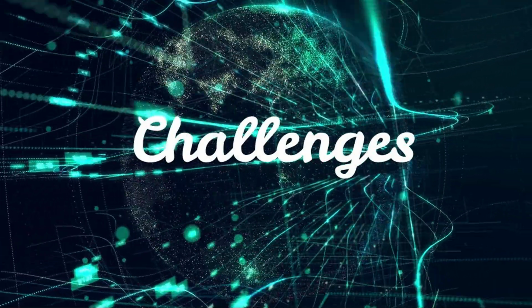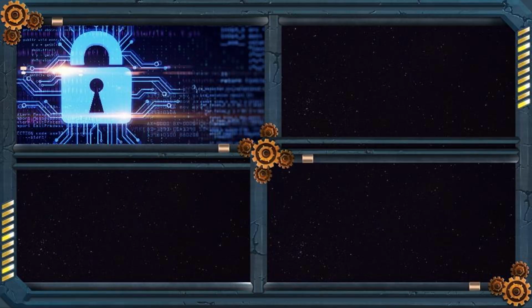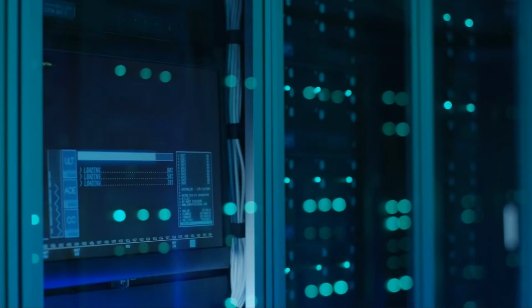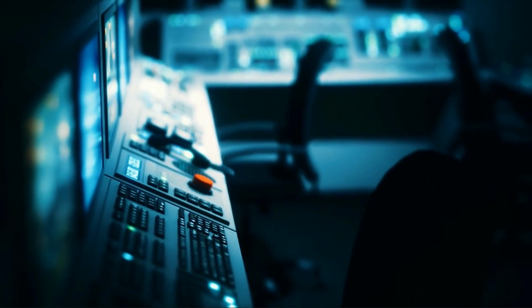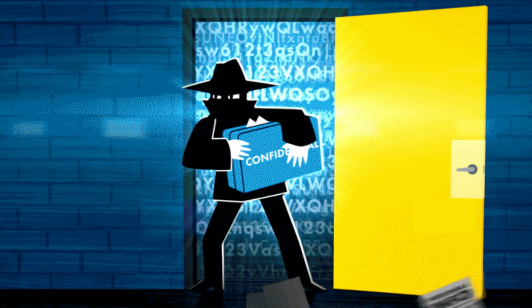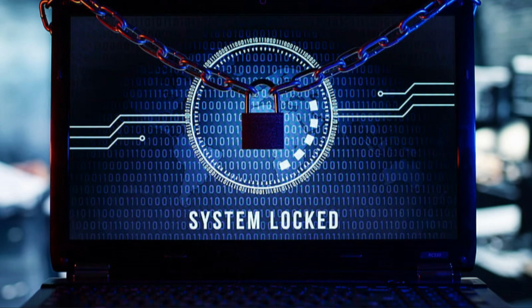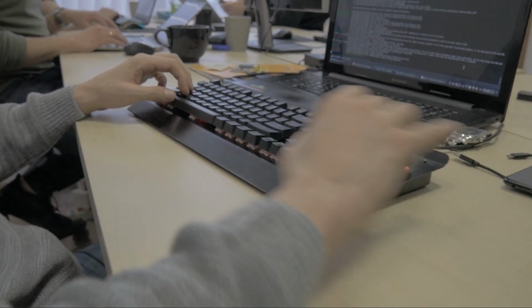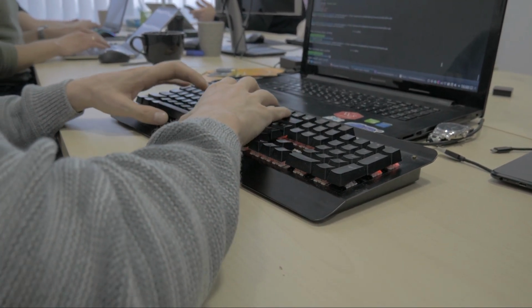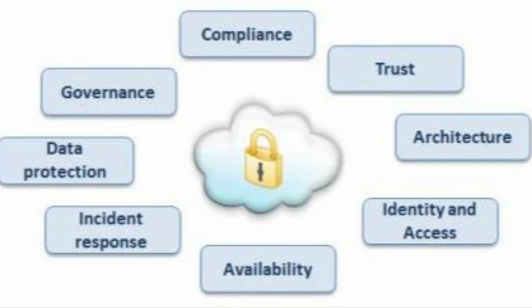While cloud computing offers significant benefits, it also presents several challenges, including security. Cloud computing raises new security challenges as customers must trust their data and applications to a third-party provider. Providers must implement strong security measures to protect customer data and applications. Second, compliance. Cloud computing raises compliance concerns as customers must ensure that their applications and data comply with regulatory requirements. Providers must offer tools and services to help customers meet their compliance obligations.